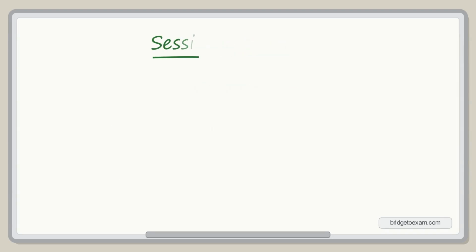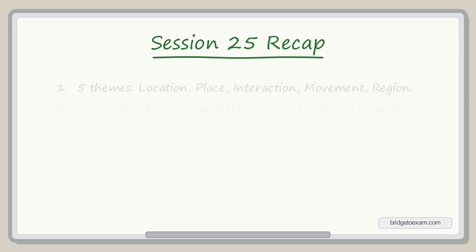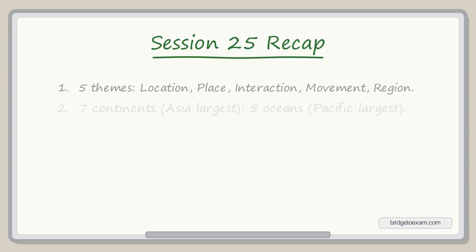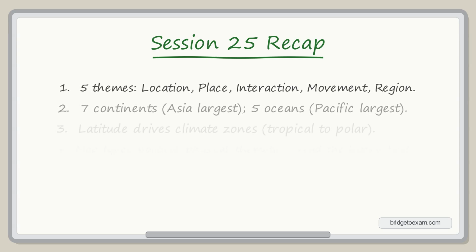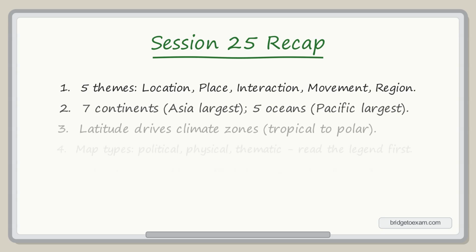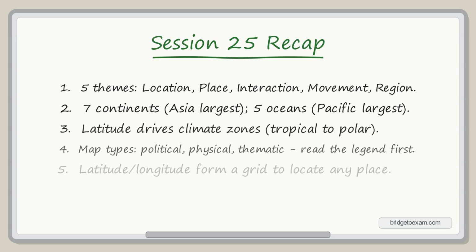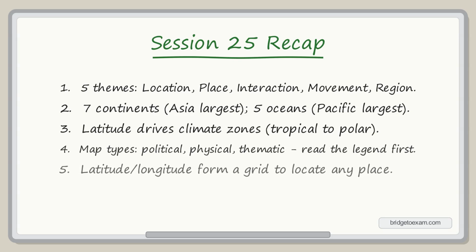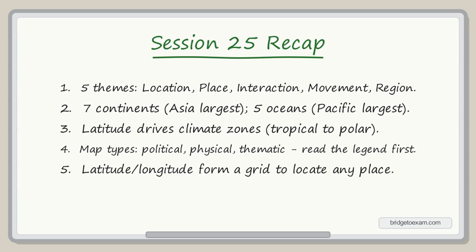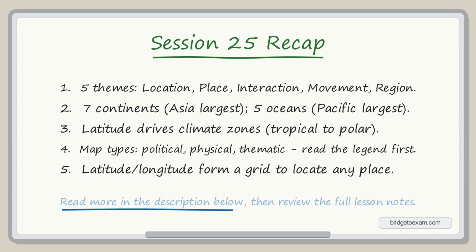Let's recap Session 25. Geography's 5 themes are location, place, human-environment interaction, movement, and region. There are 7 continents, Asia the largest, and 5 oceans, with the Pacific the largest. Latitude drives the climate zones from tropical to polar. Know the map types: political, physical, and thematic, and always read the legend first. And latitude and longitude form the grid that locates any place on Earth.